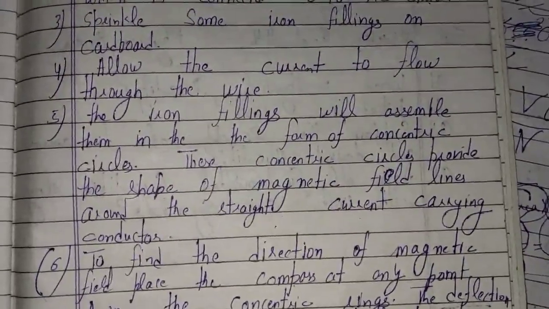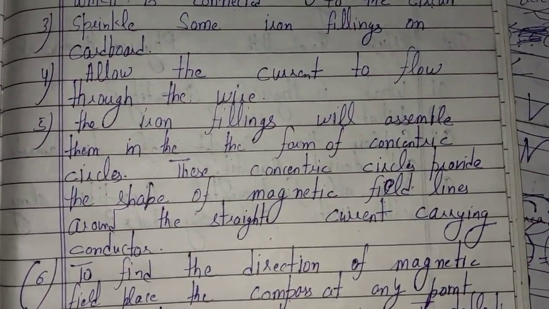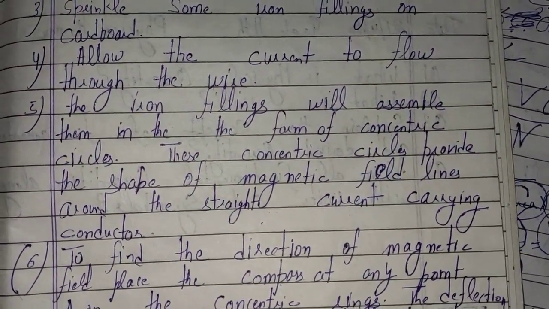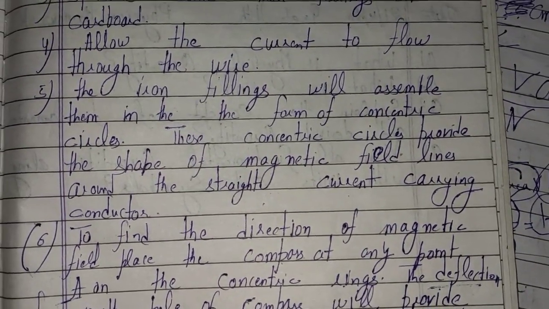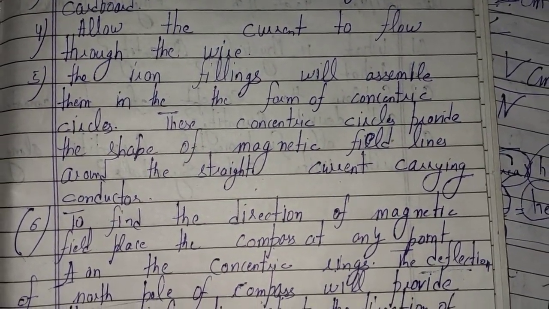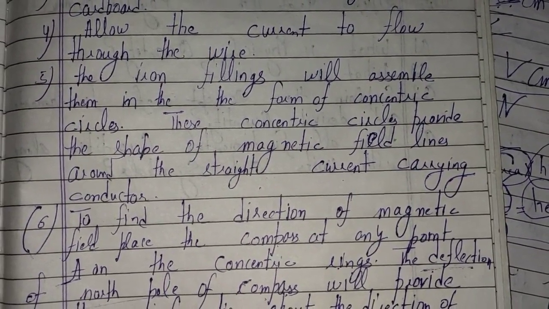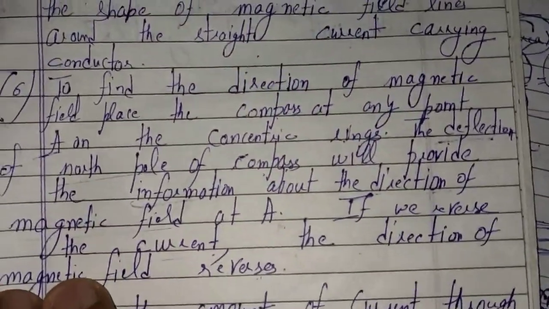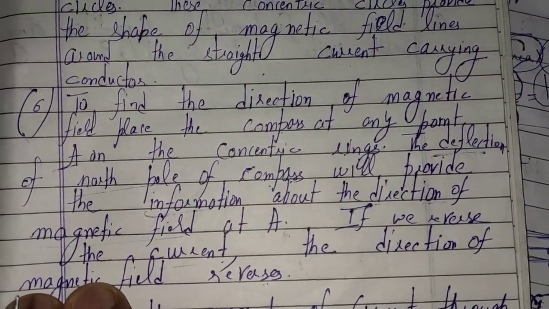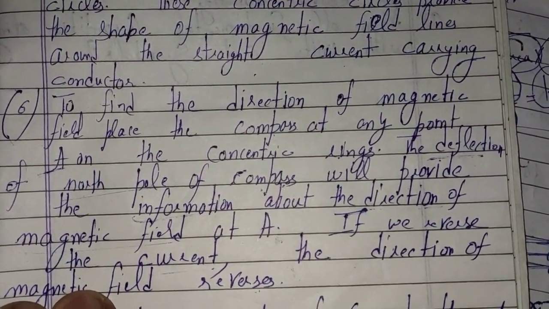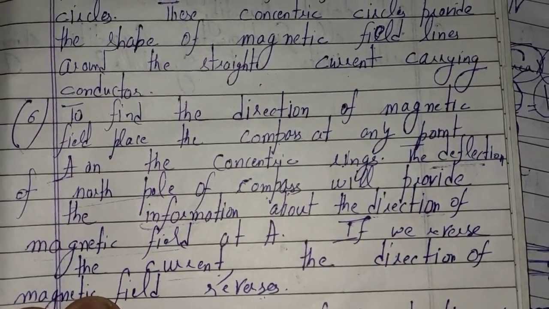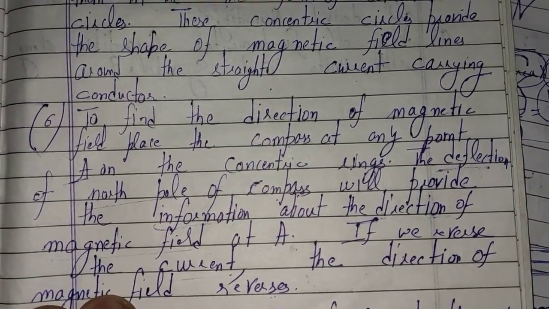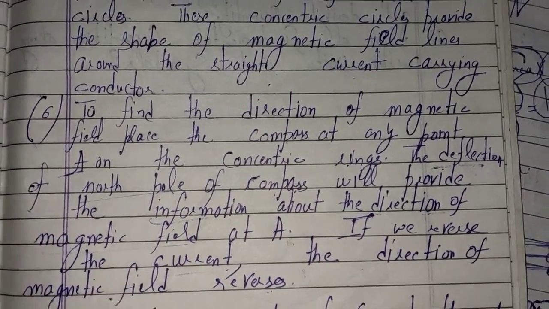First, what will you do? Take a cardboard, drill a hole, pass the wire, attach the wire to a circuit, and current starts flowing in the circuit. Iron filings arrange themselves in the form of concentric circles. These concentric circles provide the shape of magnetic field lines around the straight current carrying conductor. If you want to find the direction at point A on the ring, you have to place the compass at A and note down the deflection in the north pole of the compass. The north pole of the compass will provide us the information about the direction of magnetic field lines.